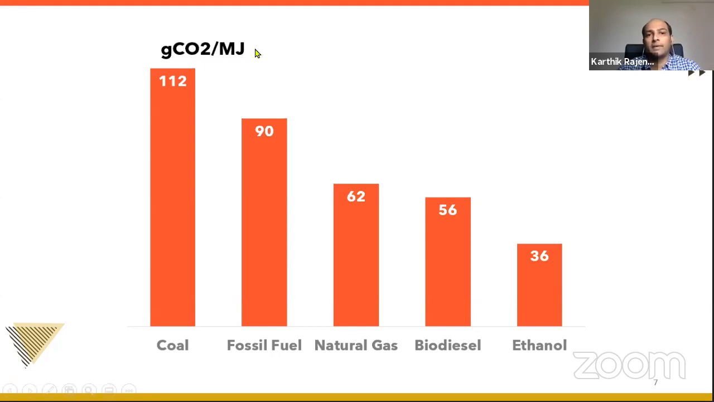Okay, so if you take different fuel sources, let's say coal, if you burn 1 megajoule of coal, you will release 112 grams of carbon dioxide. Similarly, the average for any fossil fuel is 90 grams CO2 per megajoule. If you are burning natural gas, it is 62. Biodiesel, which is found as an alternative and which has been widely studied in the Indian context, is about 56 grams CO2. And usually the ethanol from lignocellulose is around 36. So compared to coal or any fossil fuel, it is almost one third of the emission. So we are reducing about two thirds of the emission when compared with fossil fuels. This is why we are trying to look for an alternative, right?